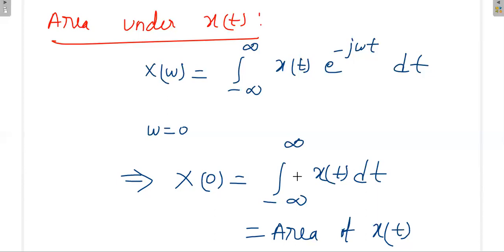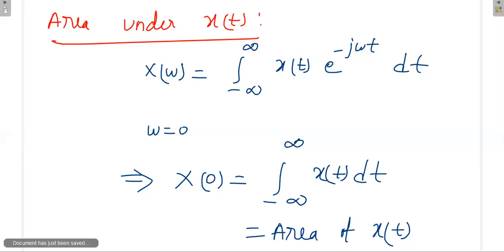So indirectly they may ask this question. They may give X(omega) and ask what is the area of the signal in the time domain. Simply put omega equal to 0, so that you get the area of the signal in the time domain.